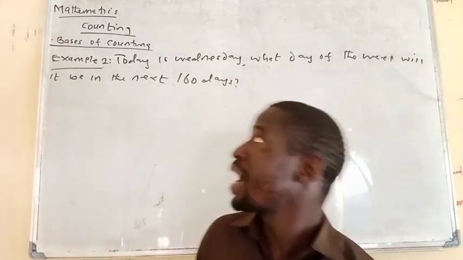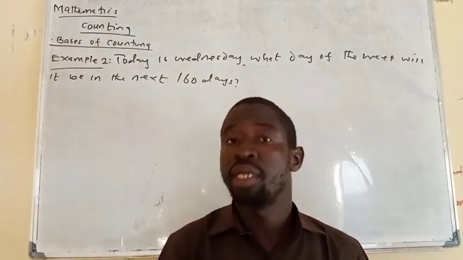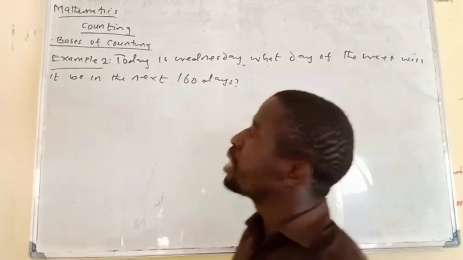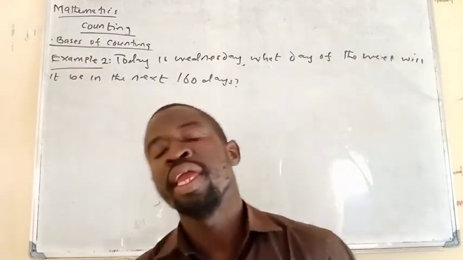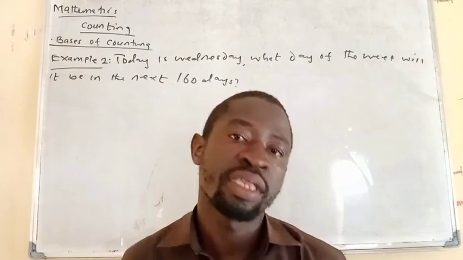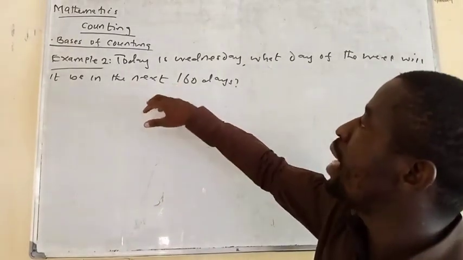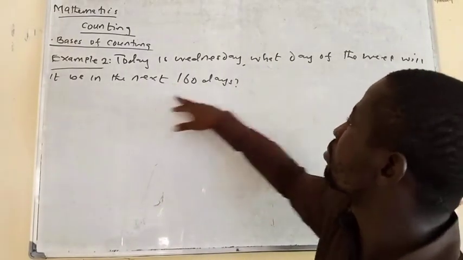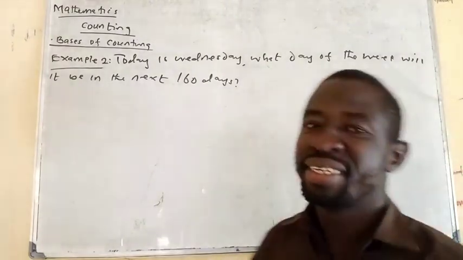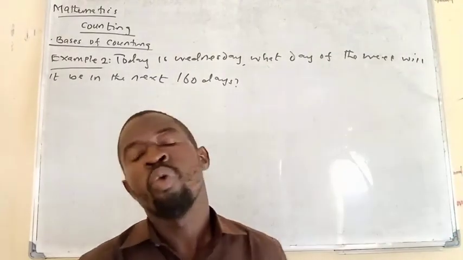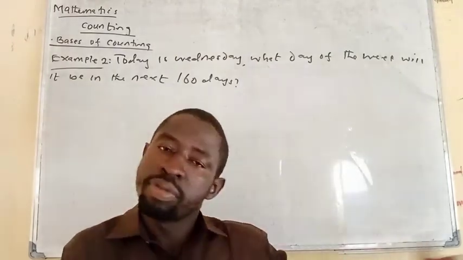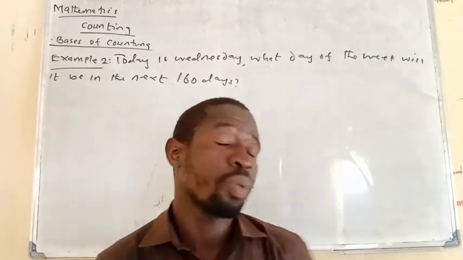We are still under counting, and still under the basis of counting. Remember, we are still in base 7, because once we hear the word week, we all know that 1 week is 7 days. So we are just doing counting in groups of 7.